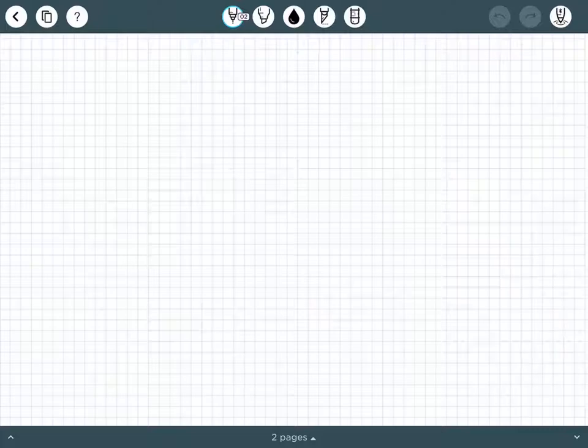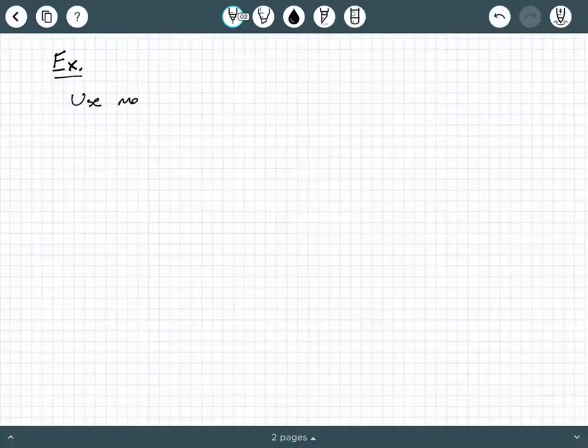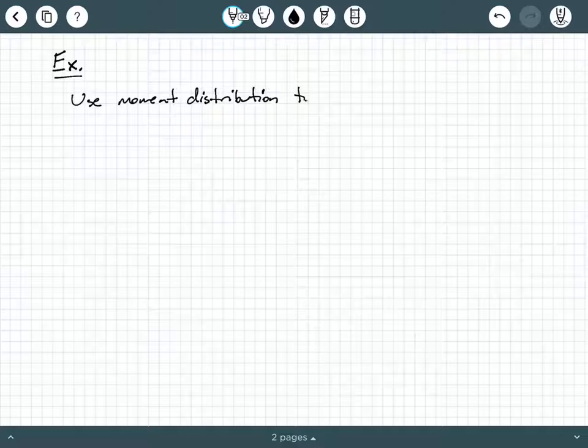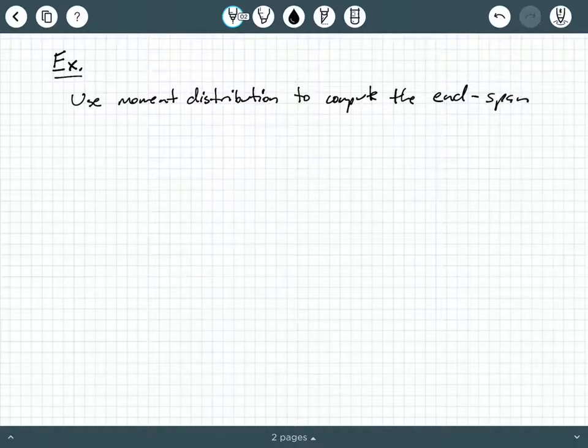All right, so we're about to start our next moment distribution example. So we're going to jump right into it. In this example, we want to do the following. We want to use moment distribution to compute the end span moments.